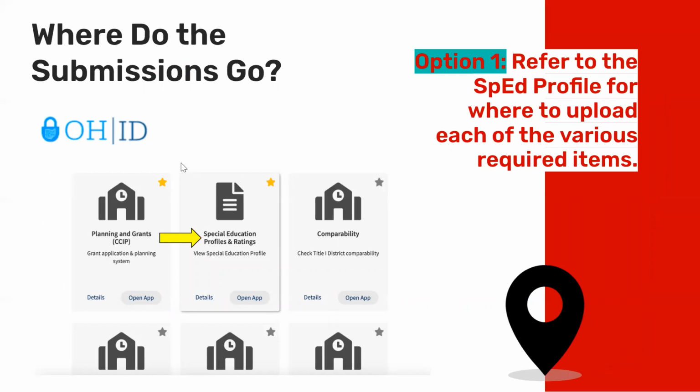So where do the submissions go and how do you know? There's two ways to figure out where things need to go. As you already know, in the OHID system, in special education profiles and ratings, that's where your special education profile is, and that's where all the required actions are for completing this process. And it will tell you in there exactly where you need to upload each piece and part. But we want to show you something new.